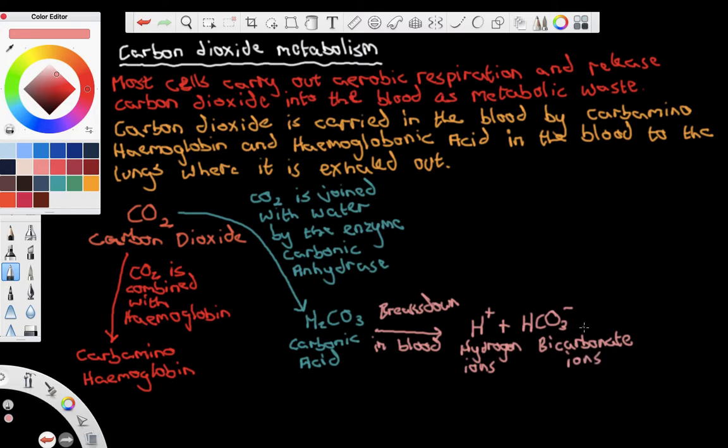Now, hydrogen ions can lower blood pH, and if they lower blood pH, they can cause something known as acidosis. Okay? So hydrogen ions in particular lower blood pH, which can cause acidosis.